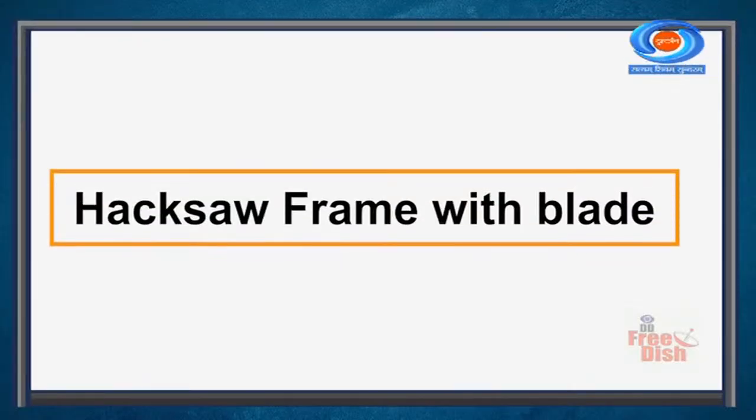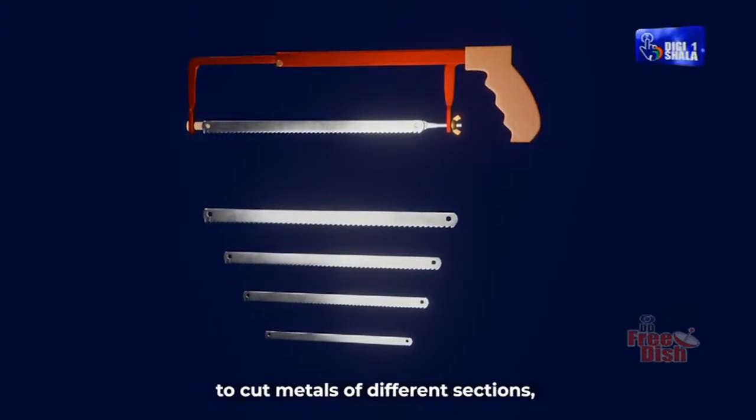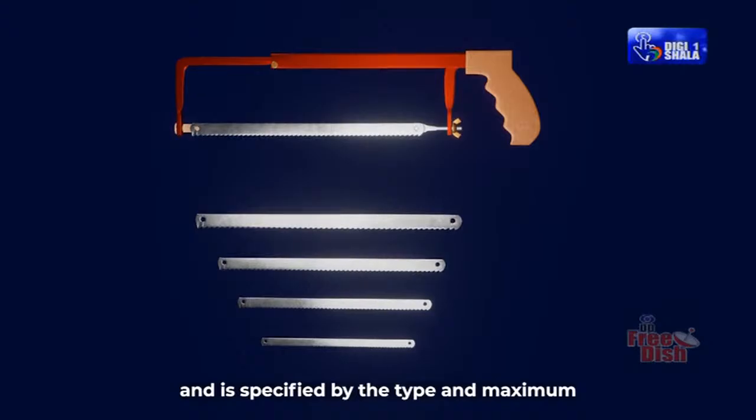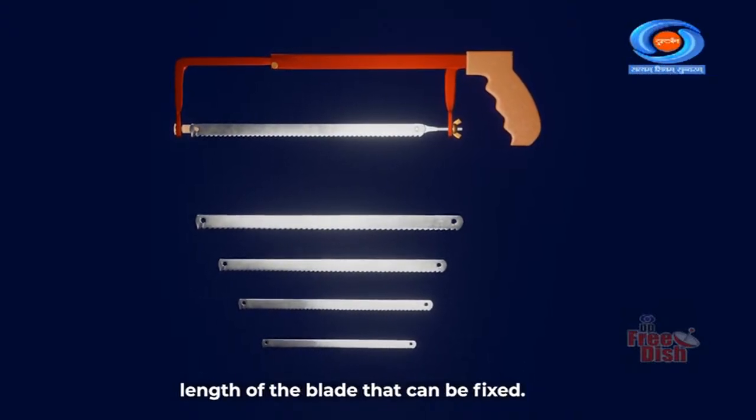Hacksaw frame with blade. A hacksaw frame is used along with a blade to cut metals of different sections and is specified by the type and maximum length of the blade that can be fixed.